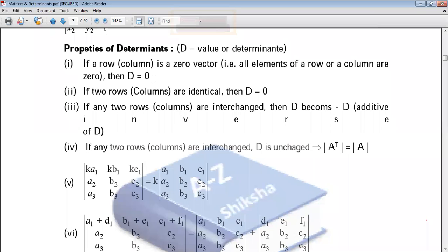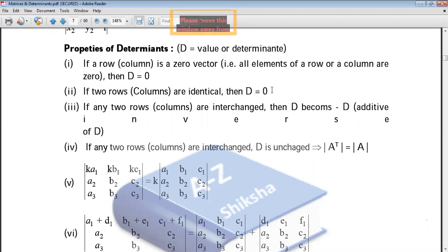I mean to say, if all the elements of a row or column are 0, then without expanding the determinant by the expansion formulas, you can directly say that the value of the determinant is 0. That is the first property. Fine. Okay, the next property is what? Number 2 property. If two rows or columns are identical, then the value of the determinant is also 0. Again, this is one of the most important properties of a determinant.